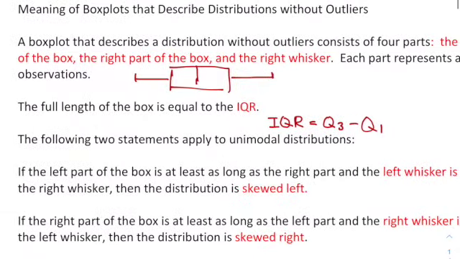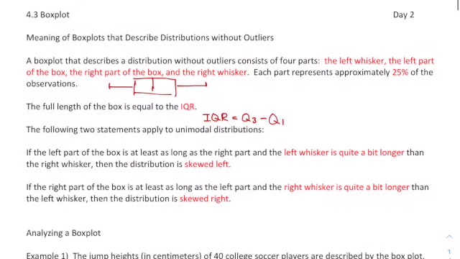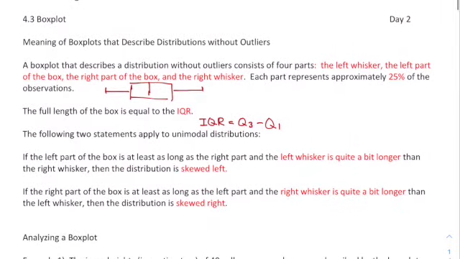Next, the following 2 statements apply to unimodal distributions. That means just one hump, one peak. In this case, if the left part of the box is at least as long as the right part of the box, and the left whisker is quite a bit longer than the right whisker, then the distribution is skewed left. The only reason I color the red part is so that if you have a longer left whisker, you skew left. That's why I want you to remember left and left.